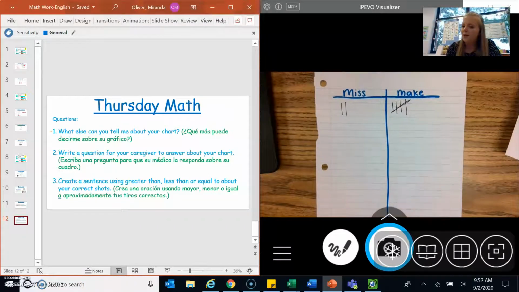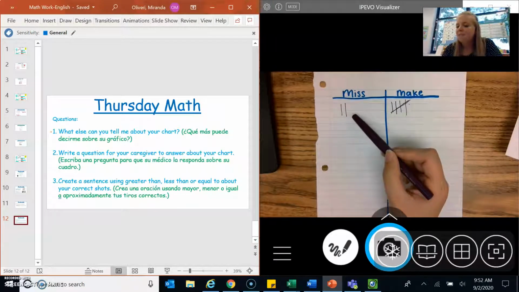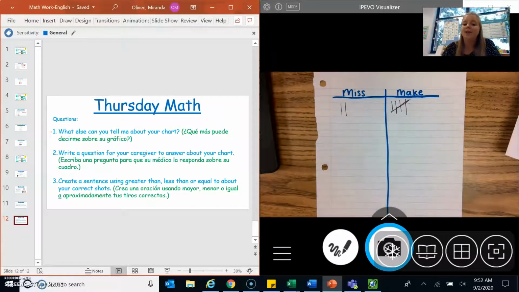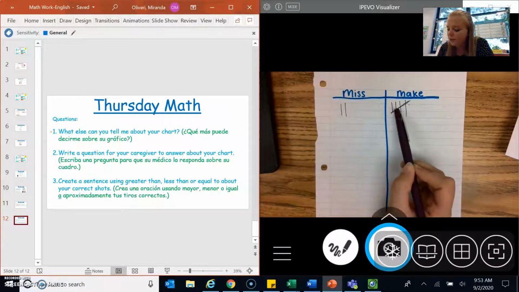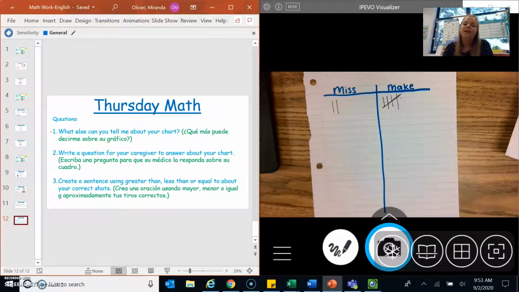What else can I say about my chart? Well, I noticed I made more shots and I missed less shots. So that's something I noticed. I also noticed that altogether, I made 1, 2, 3, 4, 5, 6, 7 shots. So altogether, I made 7 shots. Alright, so for number 1, I want you to look and tell me everything you can about your chart, just like I did. Number 2 on this slide says, write a question for your caregiver to answer about your chart.